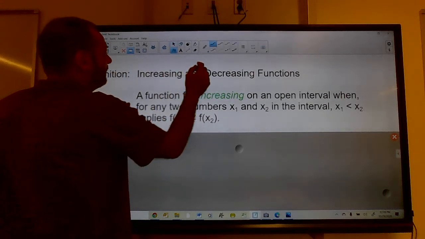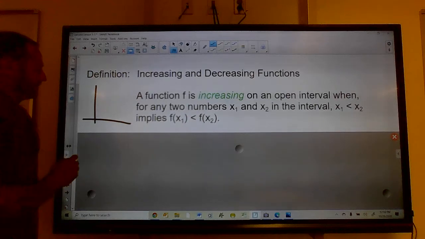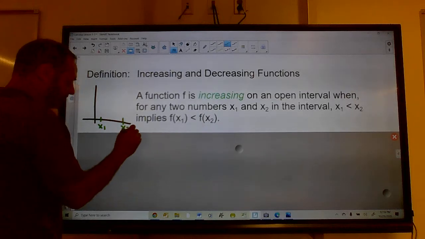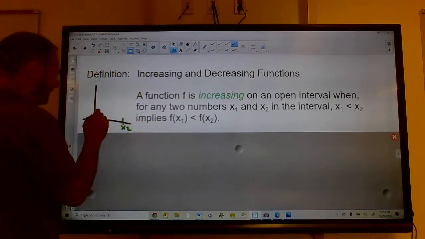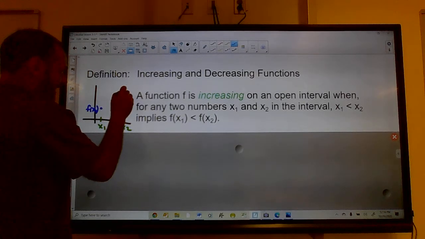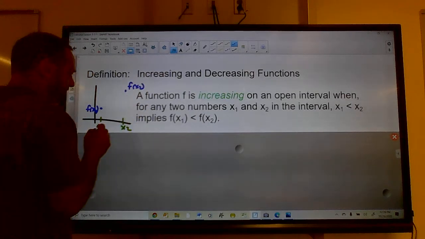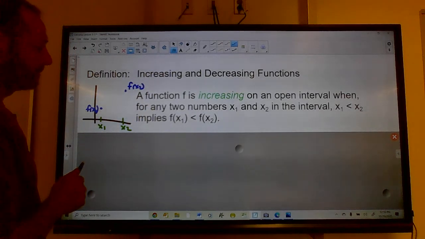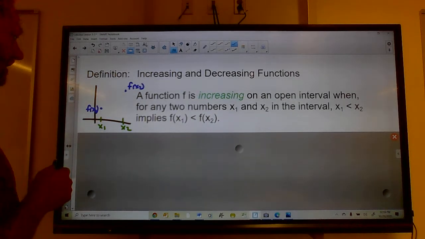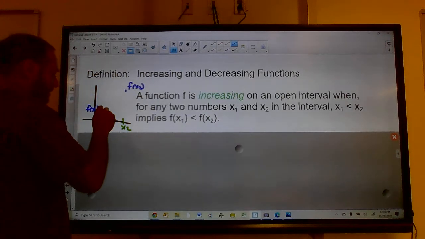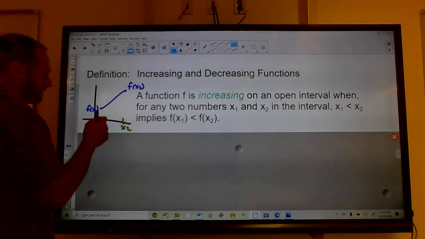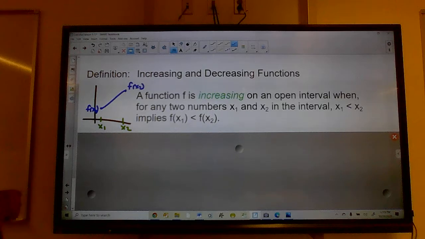All right, what does that mean? If you look at that on a graph, here's x1, and it's less than x2, and here's f of x1, and here's f of x2. I'm sorry, f of x1 is less than f of x2. So it doesn't really matter what this does in between here. It can go like this. It doesn't matter. But this is an increasing function. It's getting bigger.